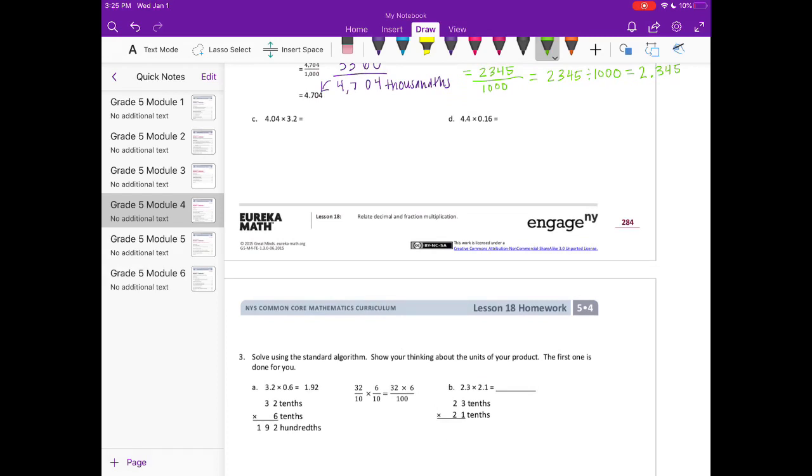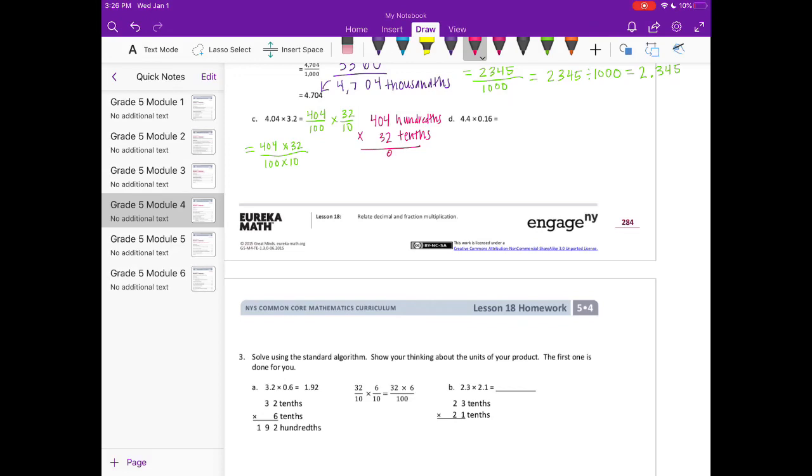C, 4 and 4 hundredths times 3 and 2 tenths. So 4 and 4 hundredths would be equal to 404 hundredths times 3 and 2 tenths, which is 32 tenths. So what we have is 404 times 32 over 100 times 10. I'm going to multiply that out. So we have 404 hundredths times 32 tenths.